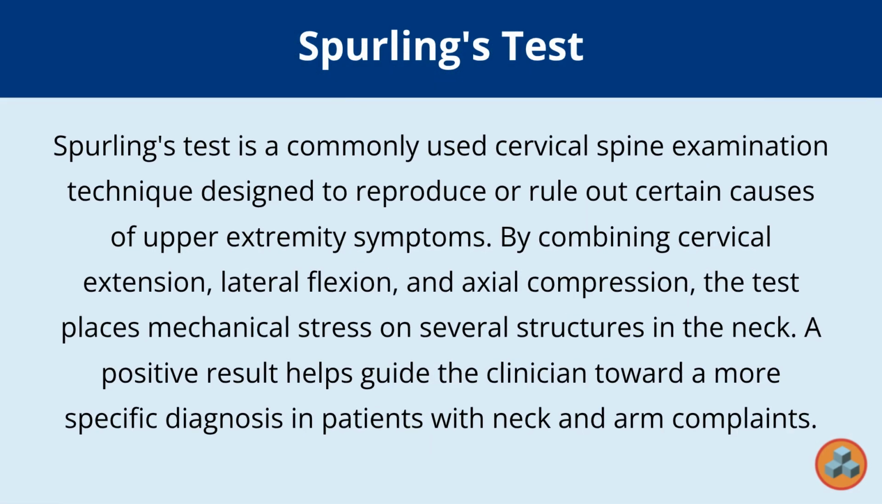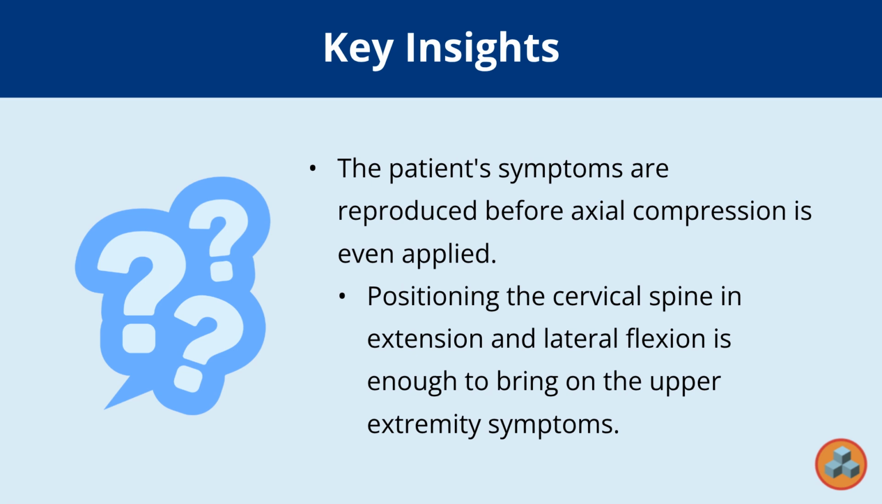Spurling's test is a commonly used cervical spine examination technique designed to reproduce or rule out certain causes of upper extremity symptoms. By combining cervical extension, lateral flexion, and axial compression, the test places mechanical stress on several structures in the neck. A positive result helps guide the clinician toward a more specific diagnosis in patients with neck and arm complaints. Here's what makes this question particularly interesting.